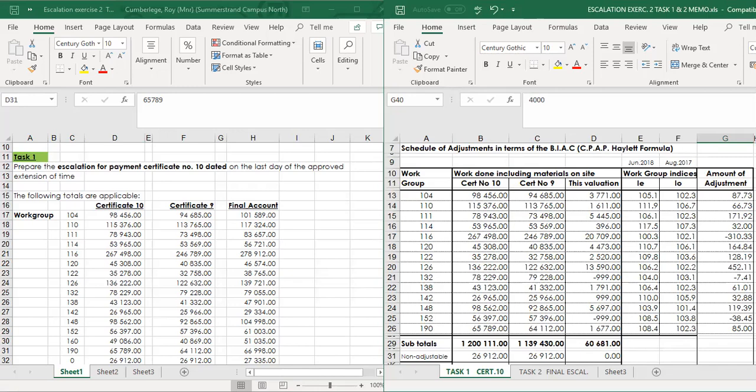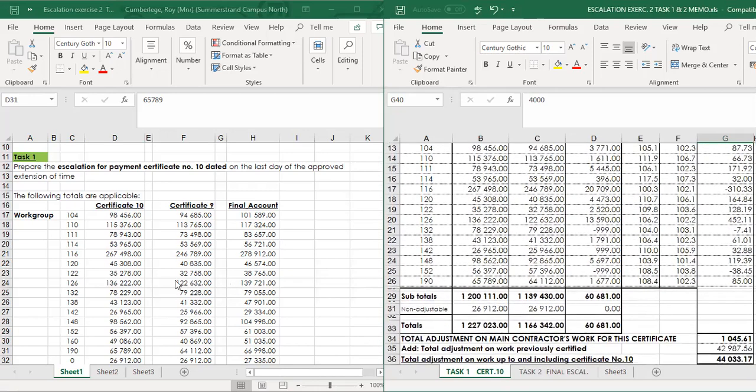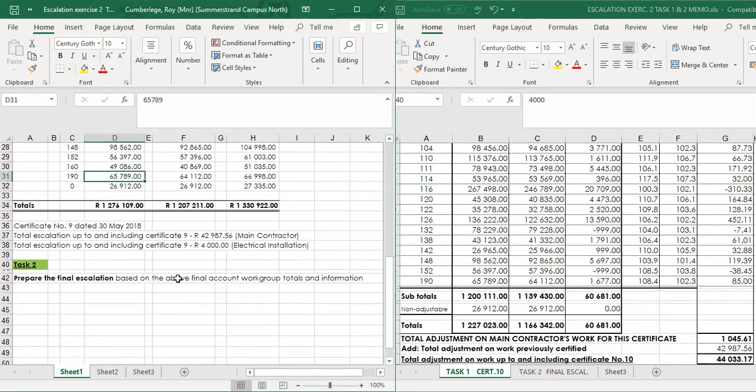Right, so that was certificate 10. Now task 2 asks us to calculate the final escalation. So let's just spend some time on that one. In other words, that will be certificate number 11 based on the final account. In our case, for this course, we will issue a payment certificate at practical completion, and then thereafter only one certificate at the final account stage.